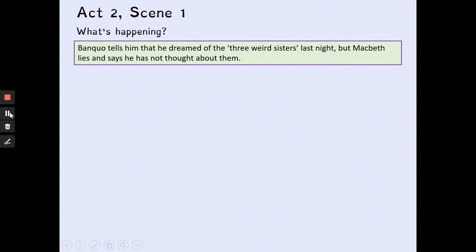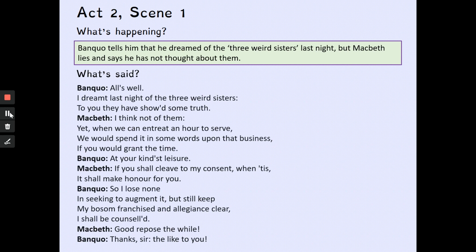Okay, Act 2, Scene 1 continues, and Banquo tells Macbeth that he dreamed of the three weird sisters last night, the three weird sisters being the witches, of course, but Macbeth lies and says that he has not thought about them. So, again, you might want to pause these slides and read through the scene, and make your own notes before you listen to my ideas. That's up to you.